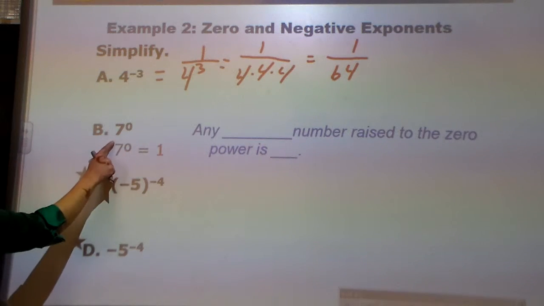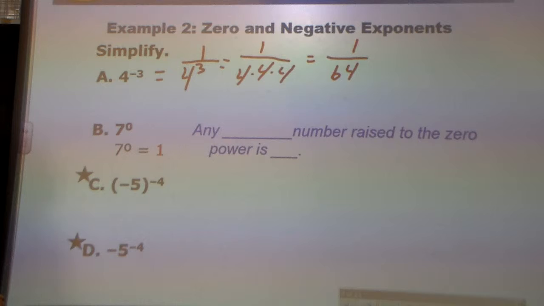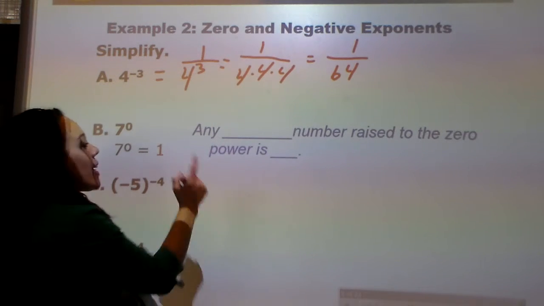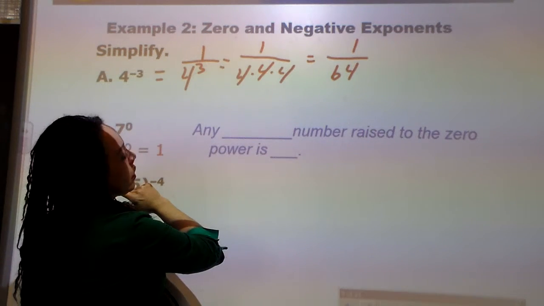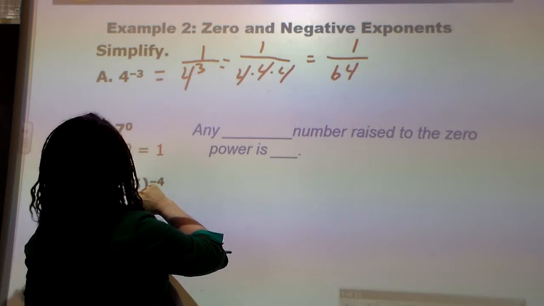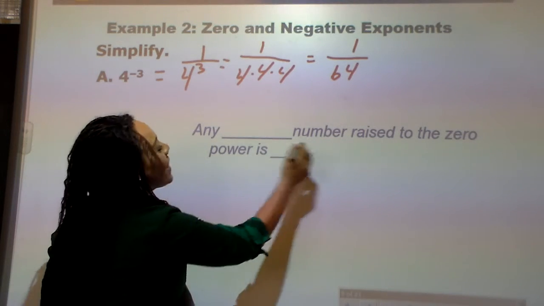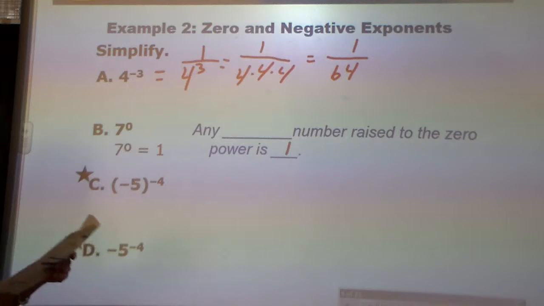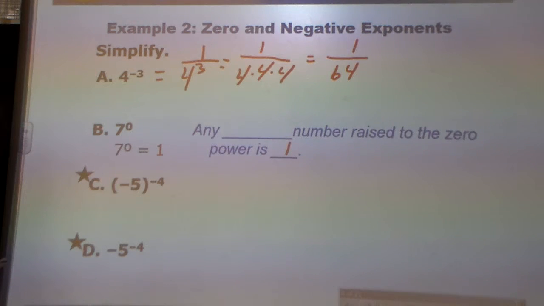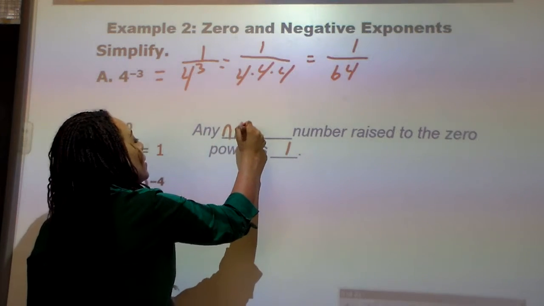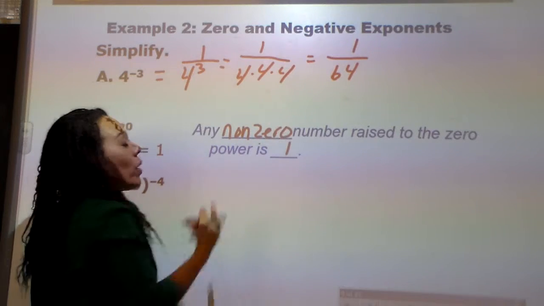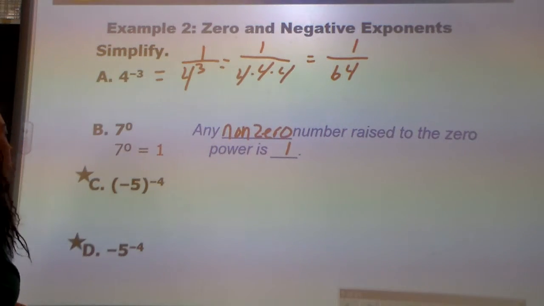Continuing the quiz. So 7 to the 0 power is what? 7 to the 0 power is 1. Because any blank raised to the 0 power is 1. Let me tell you what fills in that blank so you can get credit for it. Exponent. Oh, duh. Any non-zero number. What is a non-zero number? It's a number that's not 0.